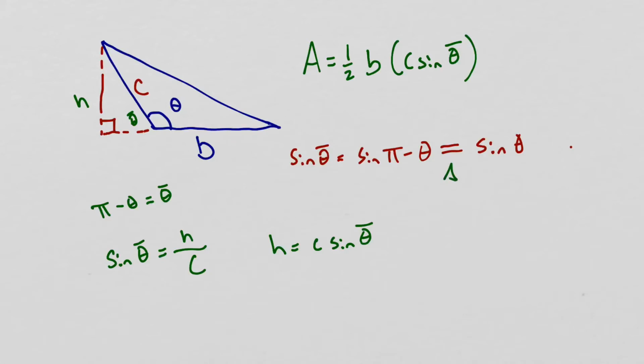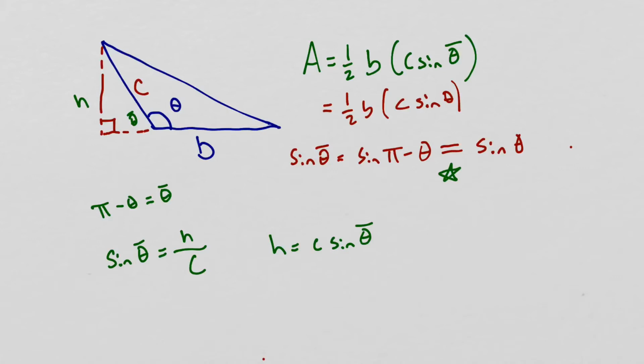So this step here we haven't shown, but we'll see why in the next section when we explore why sine theta and cosine theta are even and odd functions. With this last identity here, we can upgrade again our area equation to be 1/2 the base times c sine theta.